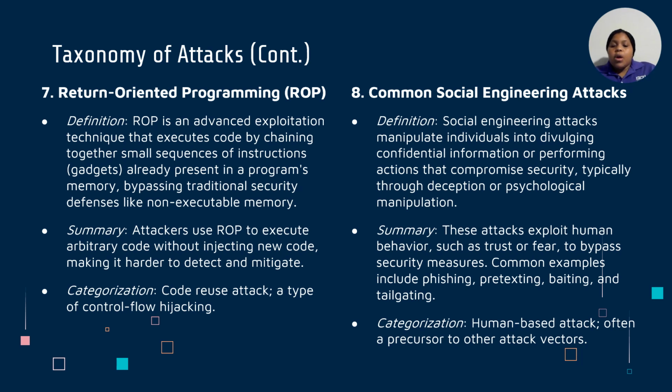And then we have common social engineering attacks, ones that we probably face every day without knowing it. Social engineering attacks manipulate individuals into divulging confidential information or performing actions that compromise security, typically through deception or psychological manipulation. These attacks exploit human behavior, such as trust or fear, to bypass security measures. Common examples include phishing, pretexting, baiting, and tailgating. The category for this attack is a human-based attack.